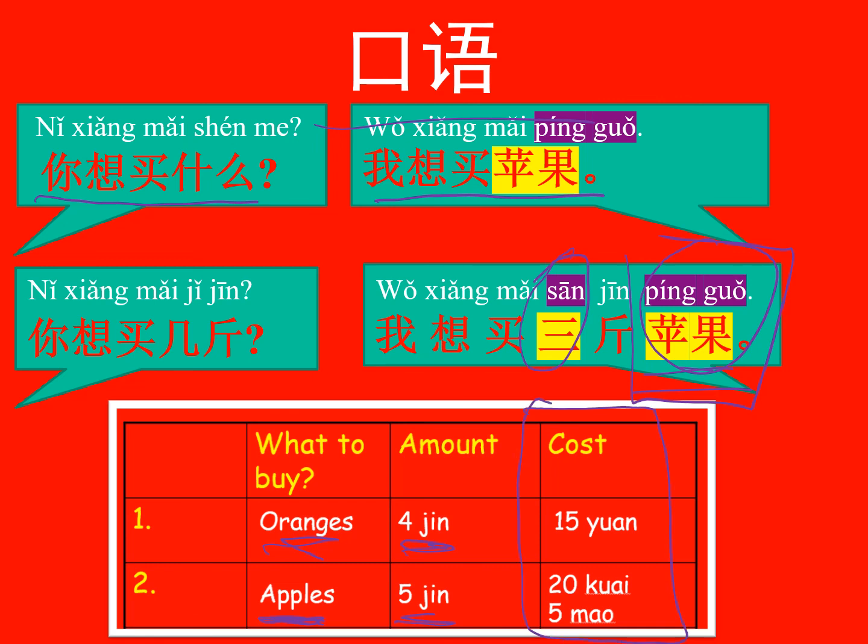You can say 3 kilograms of apple and add on the amount of money straight at the end of the sentence.